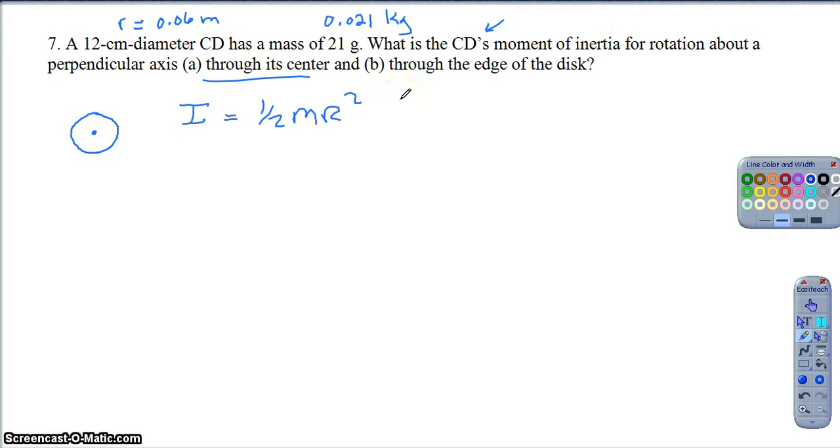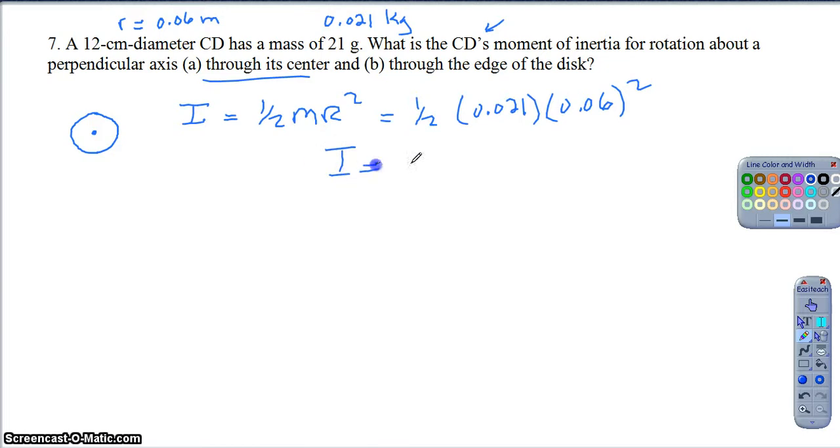So that is my equation, and you should start getting comfortable recognizing that as long as this is a uniform shape, which we'll assume it is, it would just be 1/2 m r squared. Once I identify that, it's a pretty easy question. I've got the total mass of the disc, which is 0.021, and I've got the radius of the disc, which I had to make sure I converted, 0.06, which I'm then squaring.